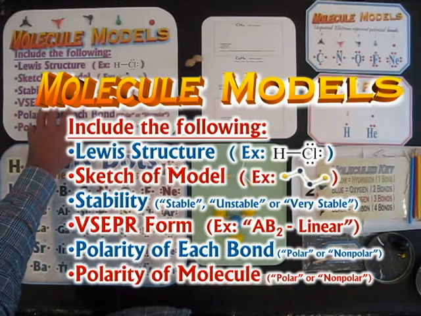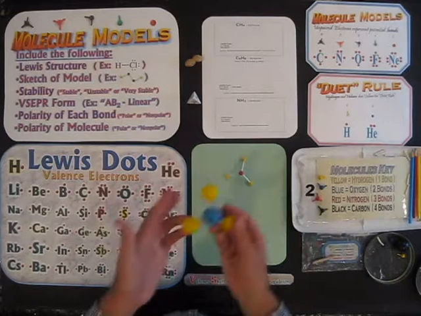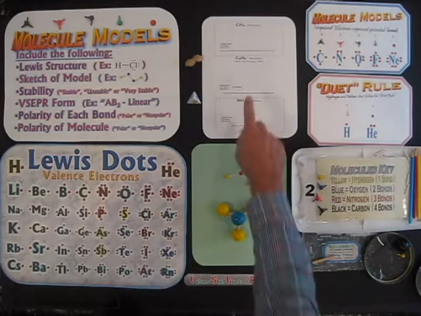And then very stable multiple bonds. Don't forget to give me the VSEPR form and then the polarity. Well, these are all the same bonds. So just do the polarity of one of them, the NH bond, and then tell me, is the whole molecule polar as well? Okay? So please complete all this. Don't forget to answer the questions. And that is the molecule models assignment.